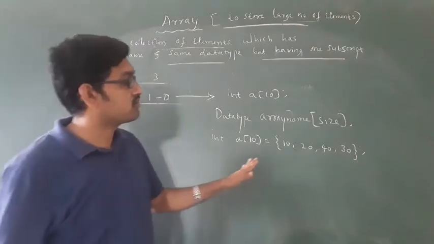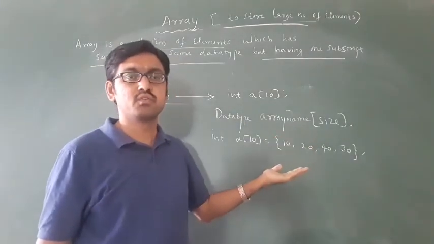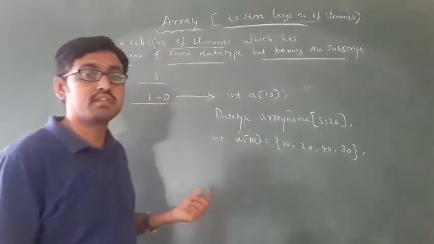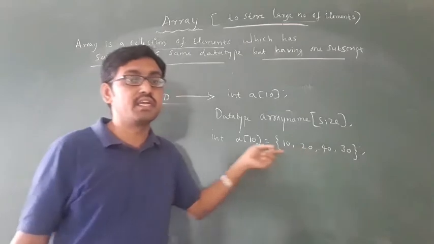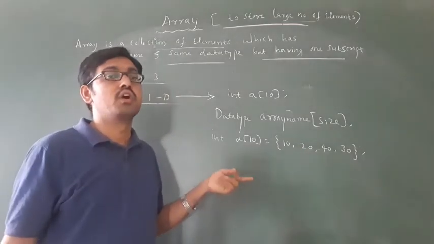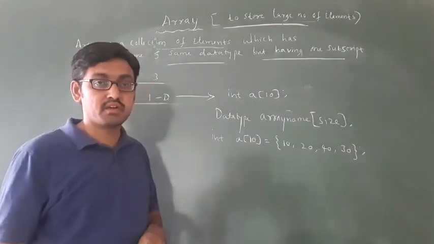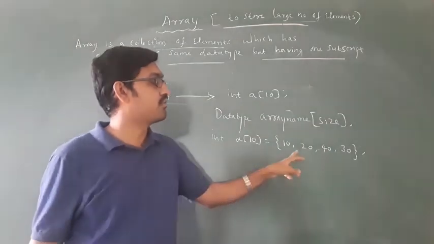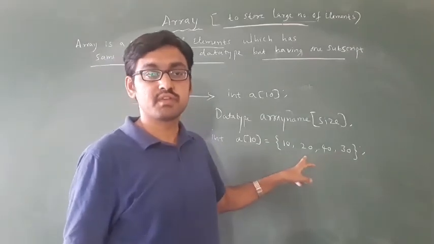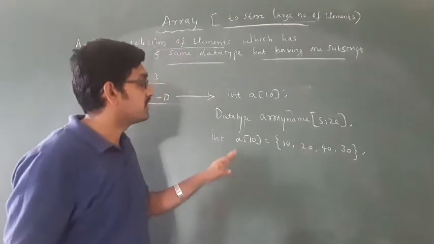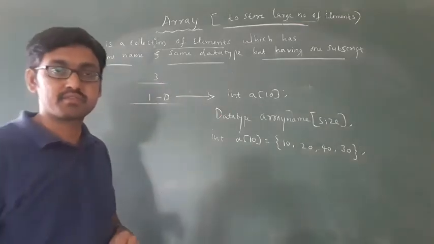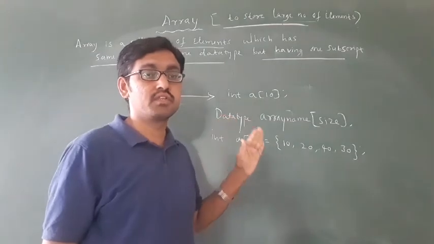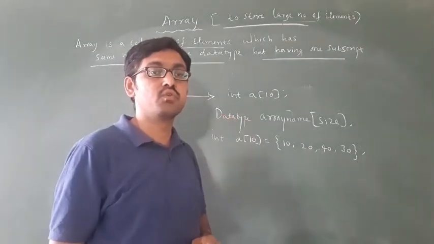Okay, if you want to store large number of data, you can use array. Got it? Like this is the initialization of a 1D array. How to write the syntax of initialization of 1D array? See, data type, array name, size equal to list of values. See, this is the syntax. Okay, this is a 1D array. Got it? Last class we discussed about this. Okay, you have to remember this.